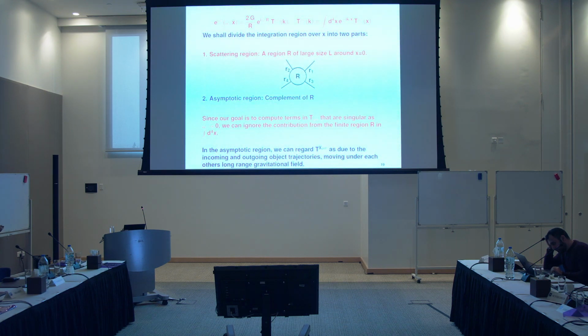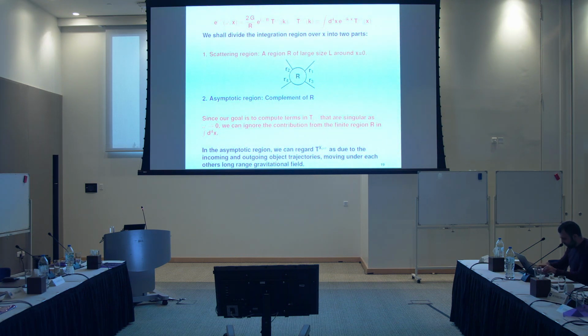So, the idea is that because your goal is to compute terms in T hat mu nu that are singular as omega goes to 0, we can ignore the contribution from the finite region R in this integral. On the other hand, in the asymptotic region, at least Tx mu nu can be simplified by thinking of this as due to incoming and outgoing object trajectories, moving under each other's long range gravitational field. Now, it could also be that if the particles are charged, there is a long range electromagnetic field. I did not write the electromagnetic corrections in the formula, but if there are charged particles, there are corrections which we can also compute. It will just make the formula a little more complicated.